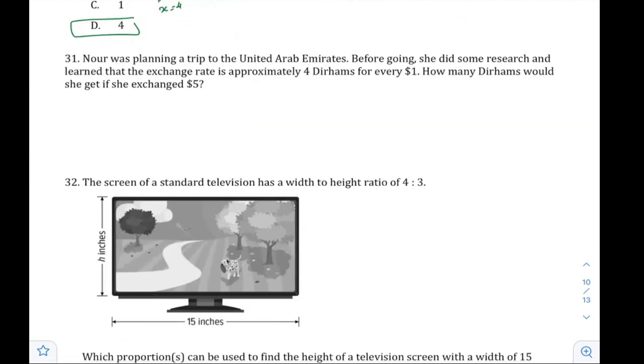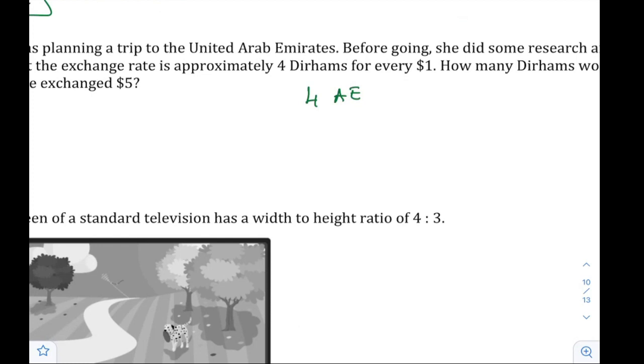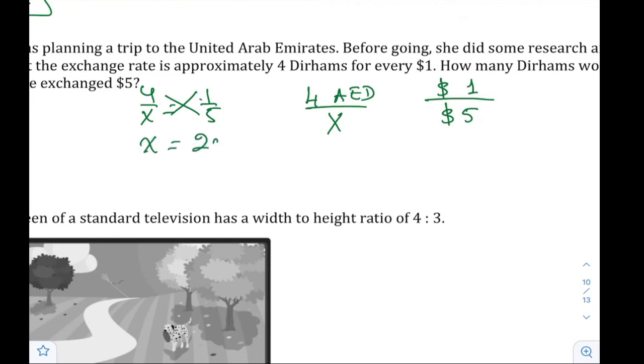Now, problem solving. Noor was planning a trip to the United Arab Emirates. Before going, she did some research and learned that the exchange rate is approximately 4 dirhams for every $1. So 4 dirhams for $1. I write it this way. How many dirhams? So here is X. We don't know how much would she get if she exchanged $5. We can write it as proportion, by the way. You can say like this, 4 over x is 1 over 5, and then x times 1x, 4 times 5 is 20 dirhams. You can do it mentally as well.